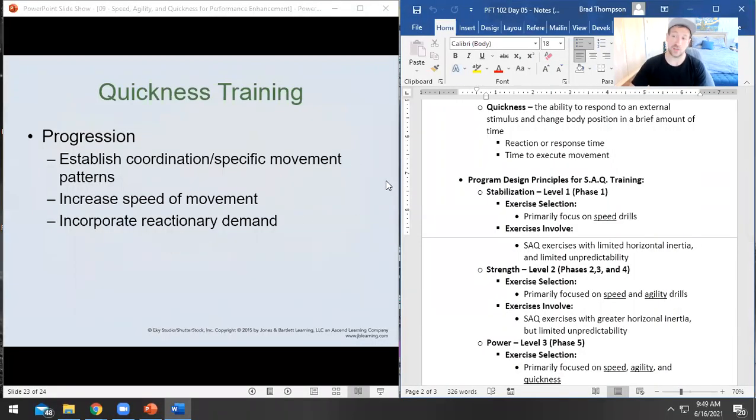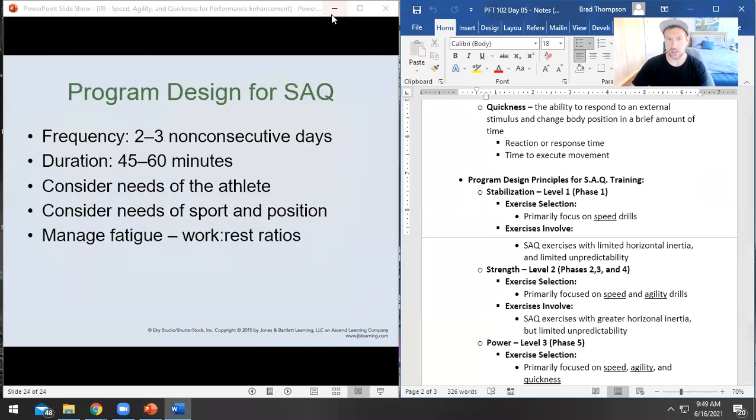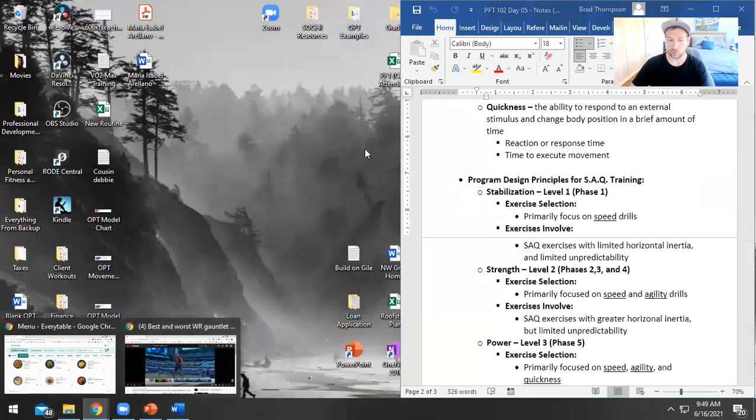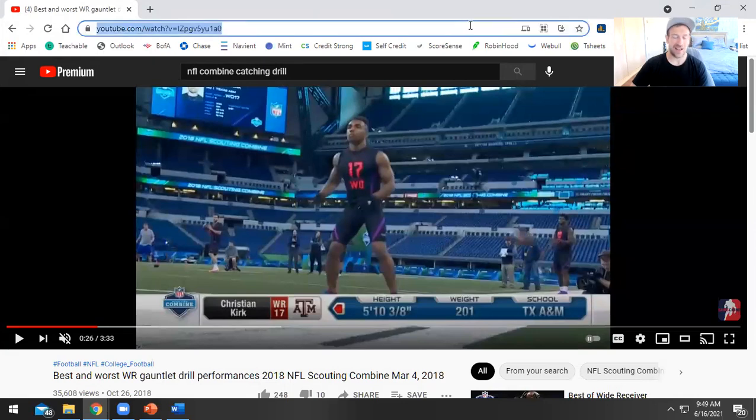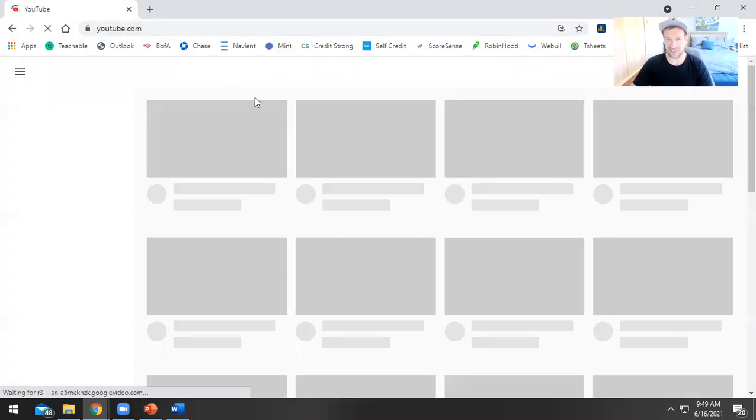Oftentimes quickness drills will be very sports specific. So I want to show you a really fun little video here that incorporates all of these things together.